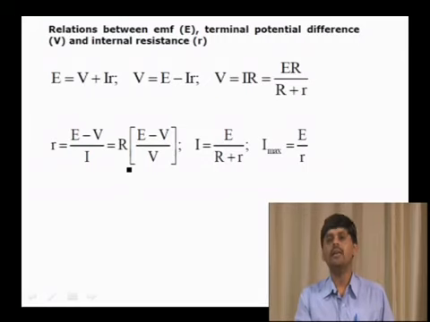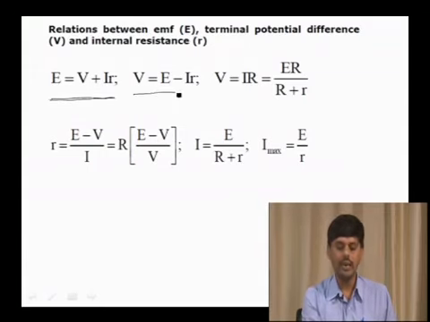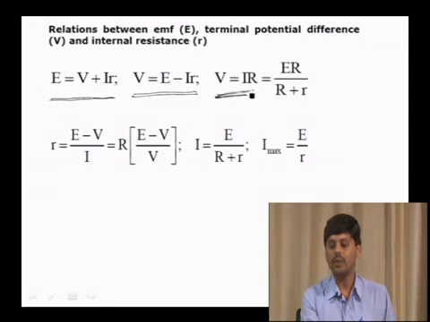The relation between the EMF, terminal potential and internal resistance is given by the equation E = V + Ir. This is for discharging the cell. Rearranging this equation, terminal potential V = E - Ir, where V is the terminal potential difference, E is the EMF of the cell, I is the current and r is the internal resistance. By taking the help of Ohm's law, V = IR. We know the value of I, substitute the value, we get V = ER/(R + r) as the terminal potential difference.